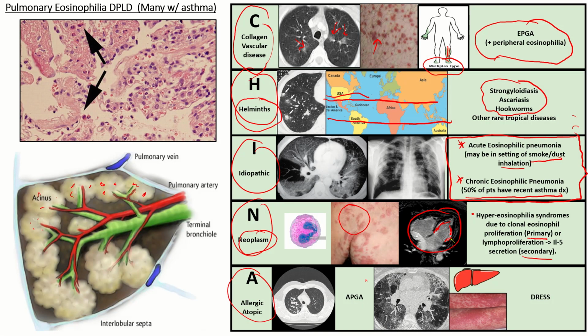So it can be a primary response due to a mutation causing worsening eosinophilia, or sometimes lymphoproliferation can do it as well. So lymphocytes proliferate. They're abnormal, so they secrete things like IL-4, IL-5, and they can get secondary eosinophilia from that. So always reasonable to do a flow cytometry. If you're worried about this, then look for it to see if there's a monoclonal proliferation of lymphocytes. Lastly, allergic atopic, APGA, allergic pulmonary.